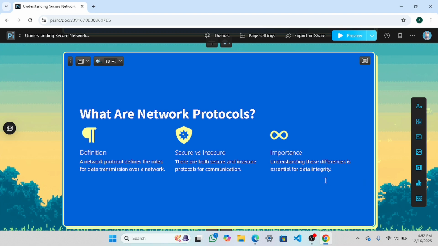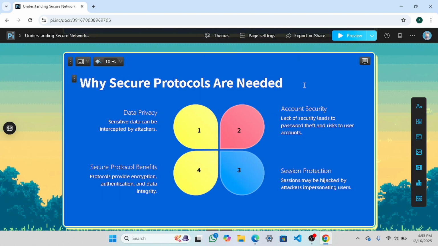Importance: understanding these differences is essential for data integrity. Data integrity comes in the CIA triad, if you know that. We have discussed that already. Moving to the next slide, why secure protocols are needed. The main four reasons are: first, data privacy; account security; secure protocol benefits; and session protection. These are the main four reasons why secure protocols are needed.